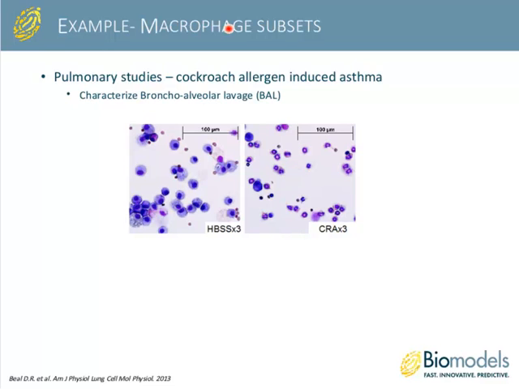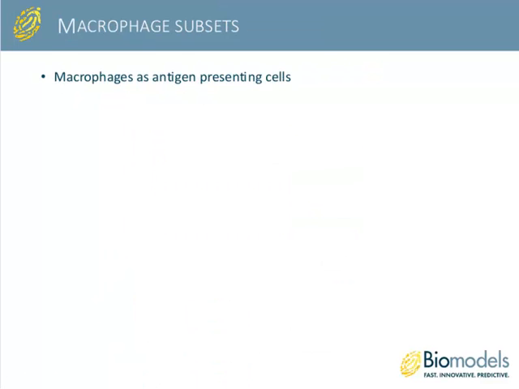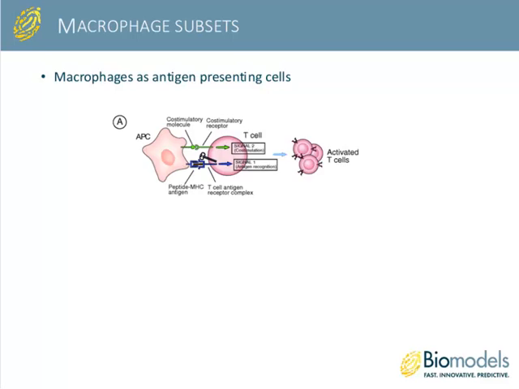If you quantify that, you can see that lymphocytes, neutrophils, and eosinophils significantly increased after exposure to cockroach allergen, but macrophages aren't doing anything whatsoever. So what's the point in looking at macrophages? So first of all, you have to know that macrophages are an important antigen-presenting cell, especially in the lungs. So antigen presentation is basically how T cells become activated.